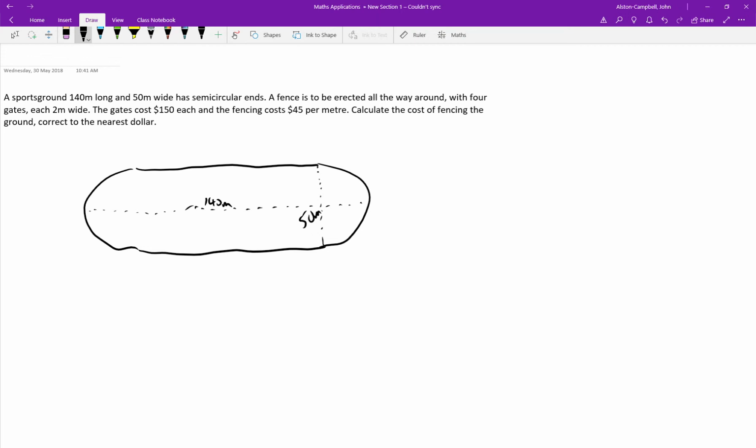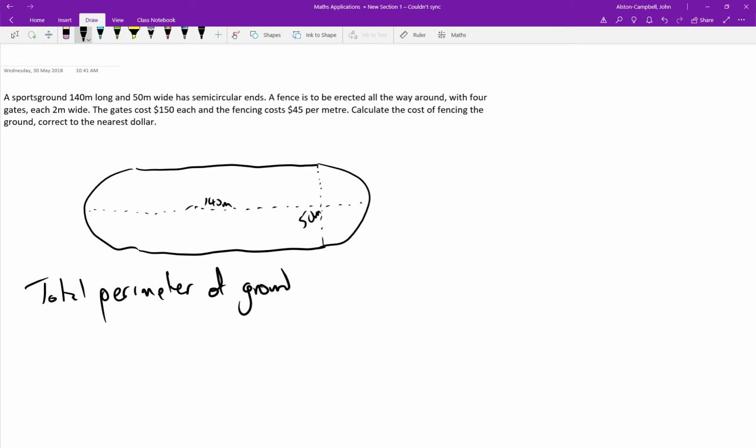I think first of all we need the total perimeter of the shape. So I'll just write that down, total perimeter of the ground, and then I think we need to subtract those gates so we can do the cost of the fence and the cost of the gates and add them together. So let's start by trying to find the total perimeter of the ground.